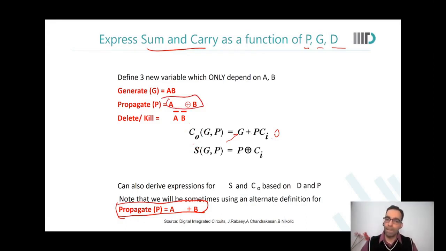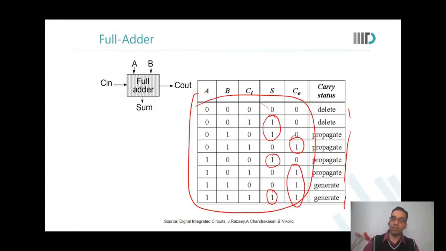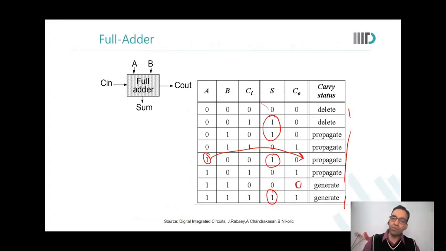Sir, but this A plus B, we could have said this from the truth table also. From the truth table, it is not really A plus B. Look at it. If it was A plus B, then 1 and 1 would also result in propagate. This would have resulted in propagate, but this has resulted in generate. So it was only propagate here, and this would have been 0.